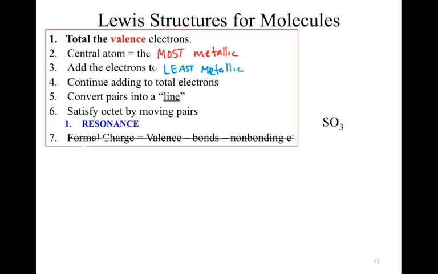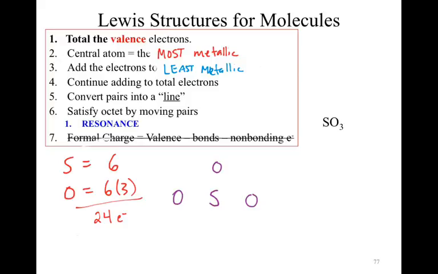Last one we'll look at will be SO3. Okay. Sulfur comes in with 6 electrons. Oxygen comes in with 6 electrons. There are 3 oxygens. This gets me a total of 24 valence electrons that need to go into my structure. I will start with sulfur as my central atom. It is closer to being a metal than oxygen is. I will then scatter the oxygens on the outside of my sulfur. I will then start to add electrons to my oxygens first because they are more electronegative, or sorry, less metallic than sulfur.